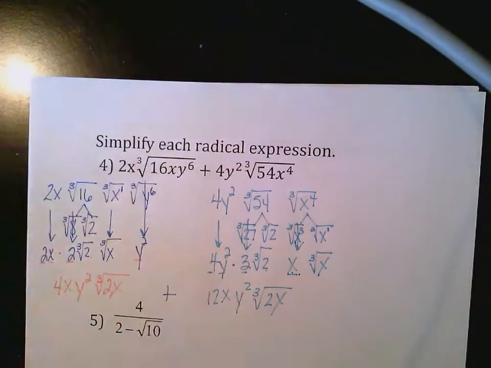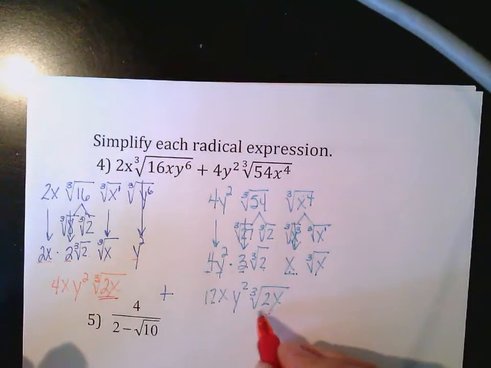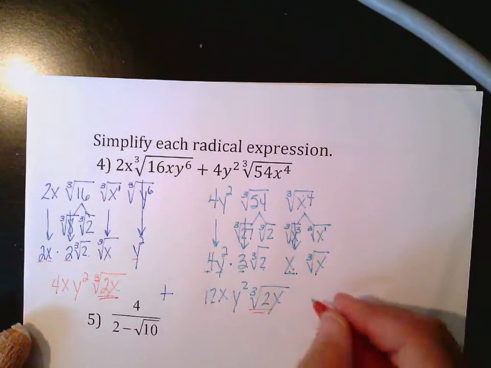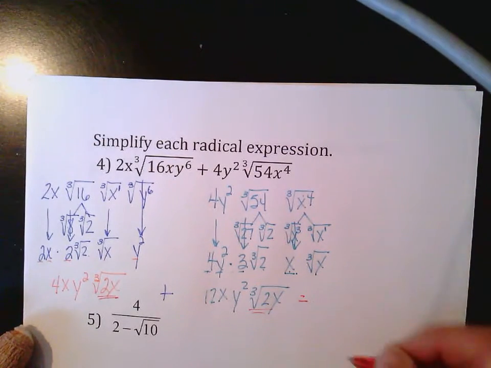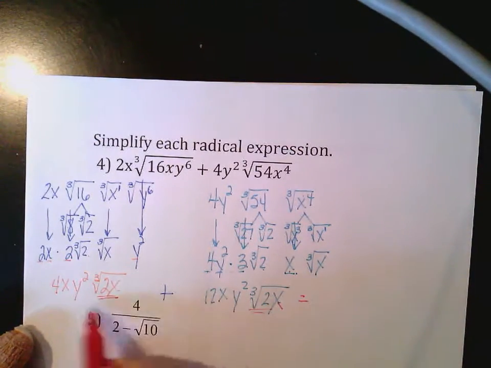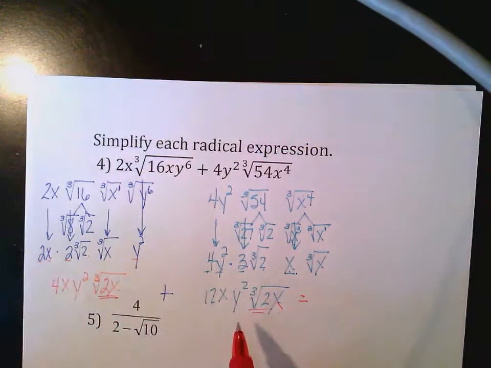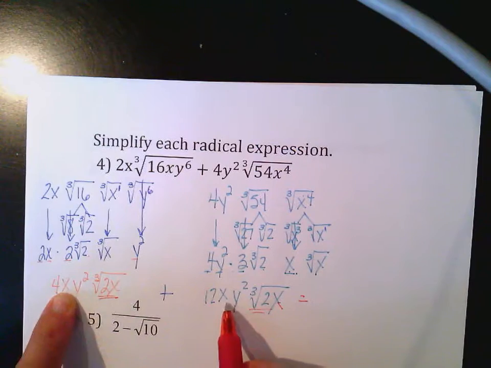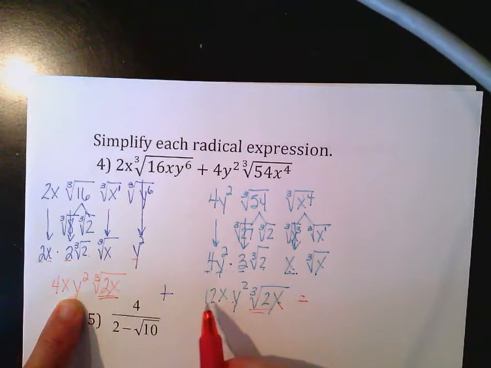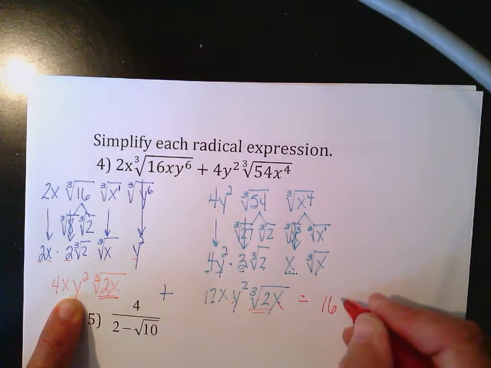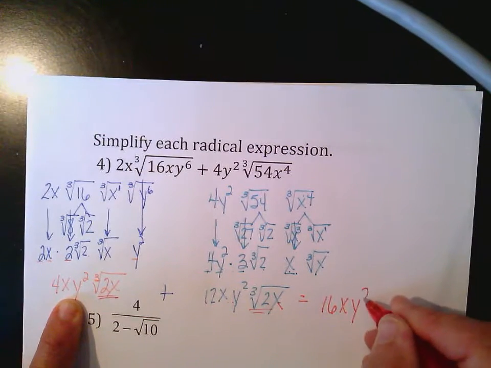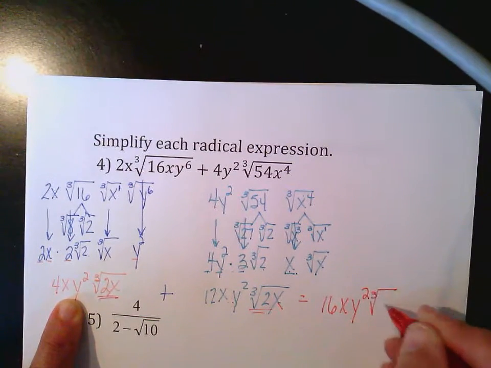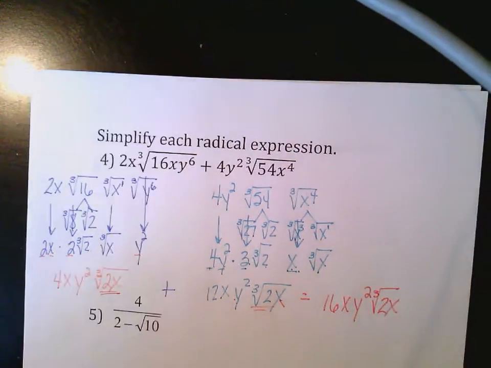My term for both of these is the cube root of 2x, and those are the same term. So I can combine like terms. I've got 4xy to the second and 12xy to the second. These are the same terms. So 4 and 12 is 16x y squared times the cube root of 2x.